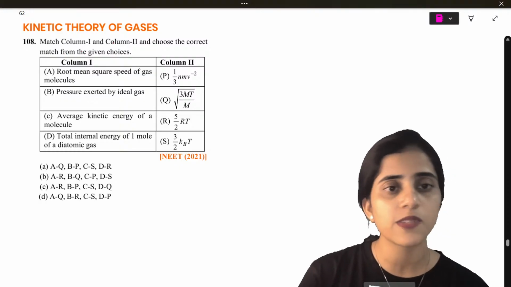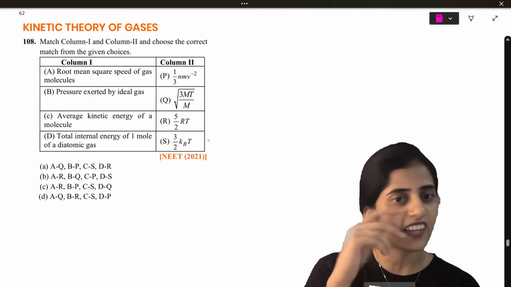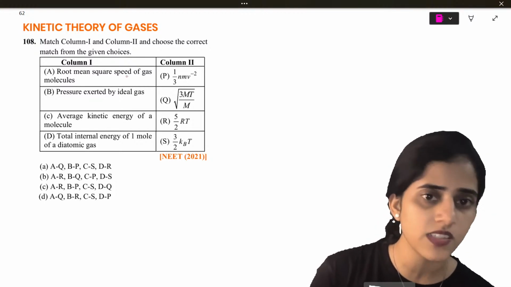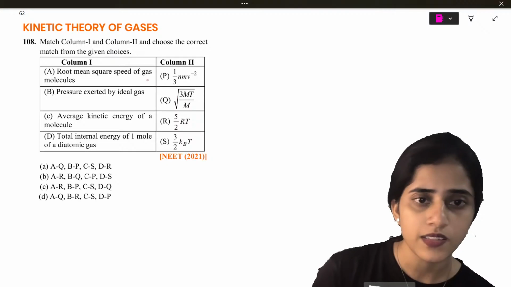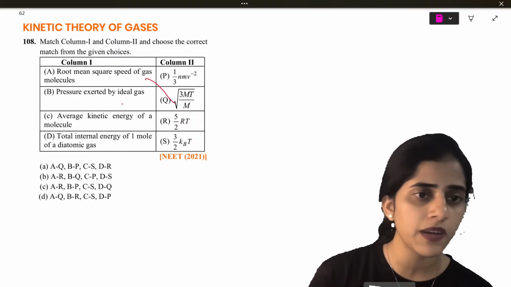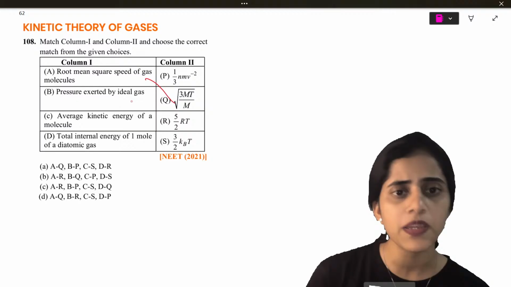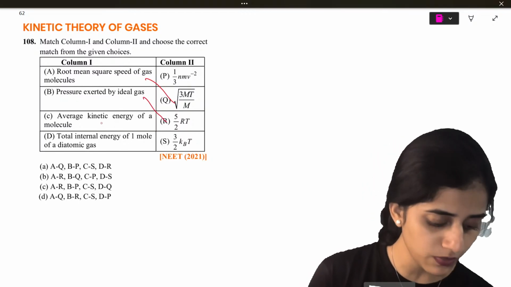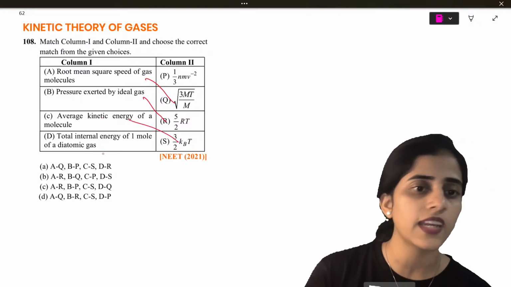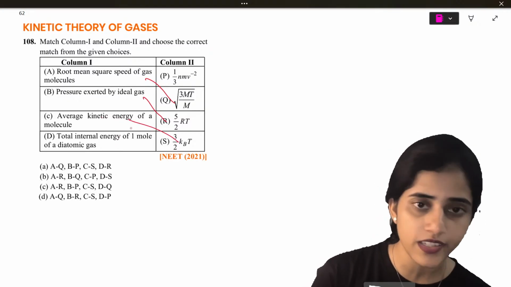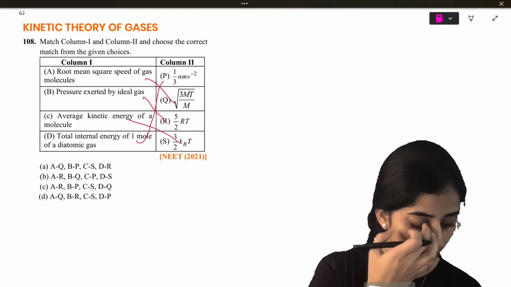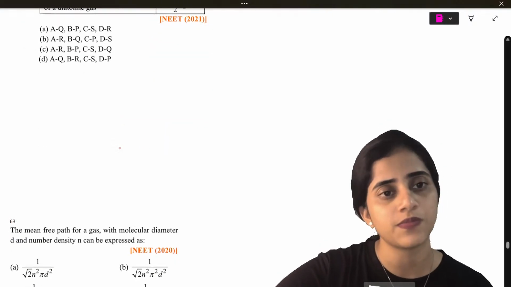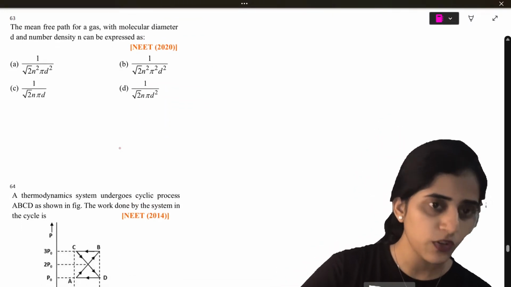Kinetic theory of gases, match column 1 and column 2. You just have to find out which is the correct formula. So what is root mean square velocity? VRMS is the square root of this one. Pressure exerted by an ideal gas is what? Average kinetic energy of a molecule is 3 by 2 kT. Very good. Total internal energy is this one. And then you can just look which option matches. Okay. Let's move on to the next question.